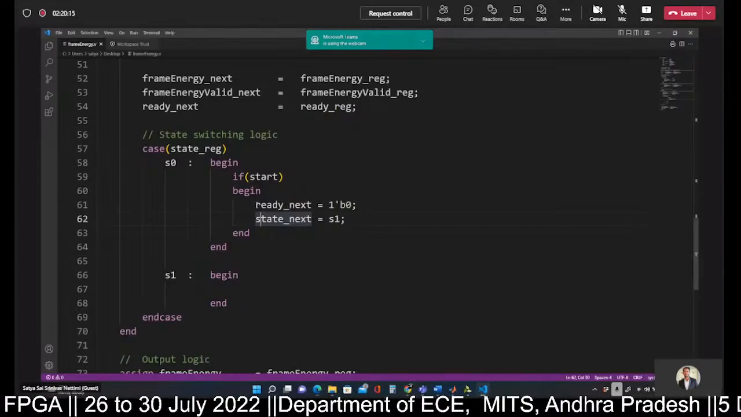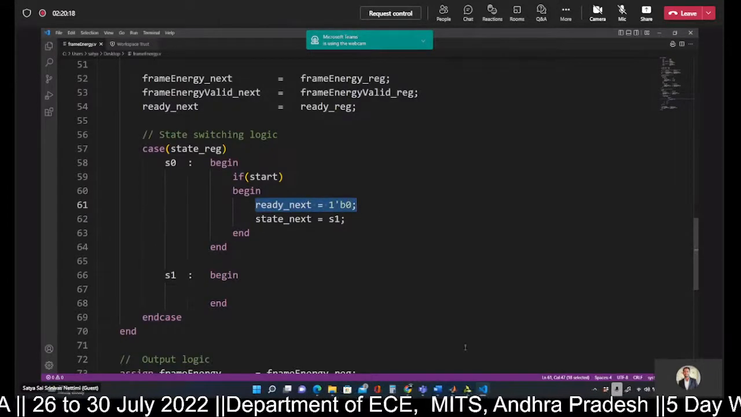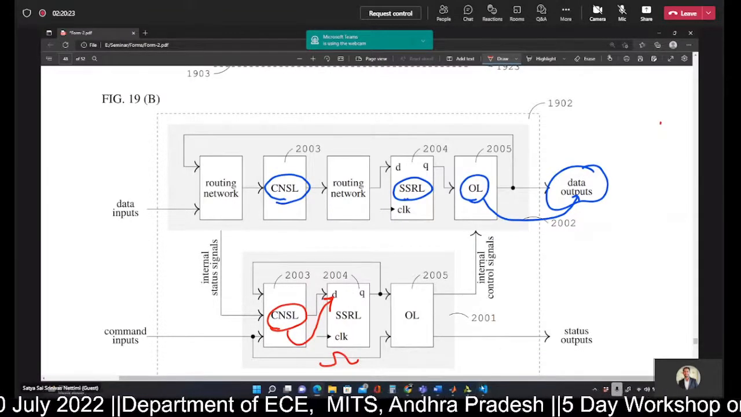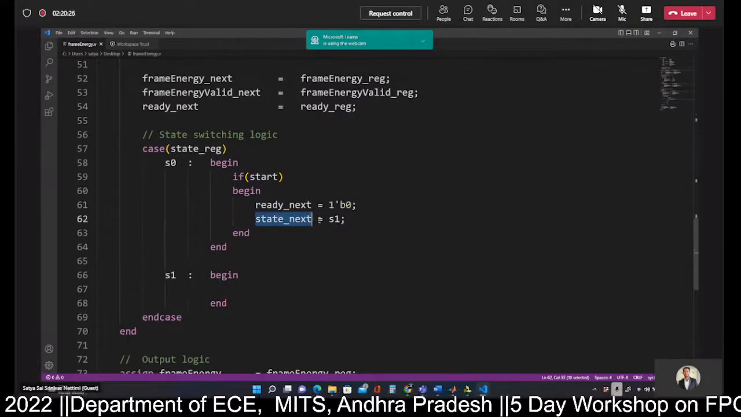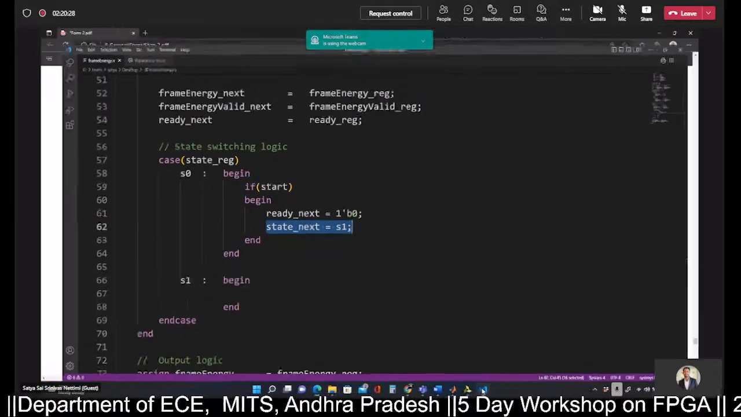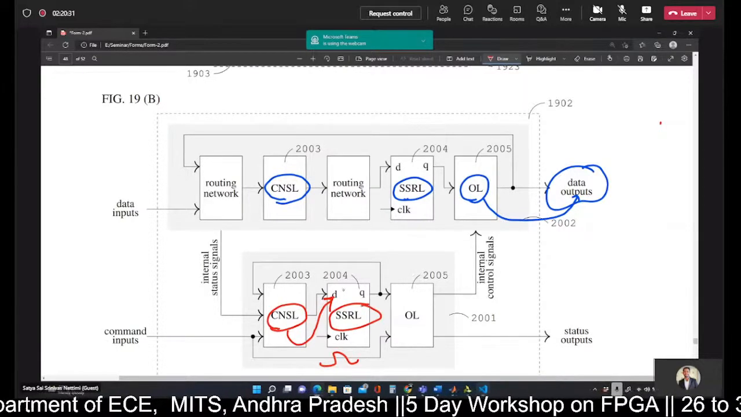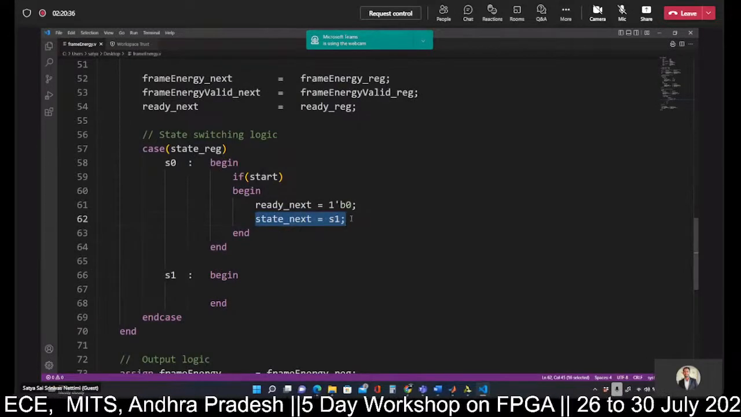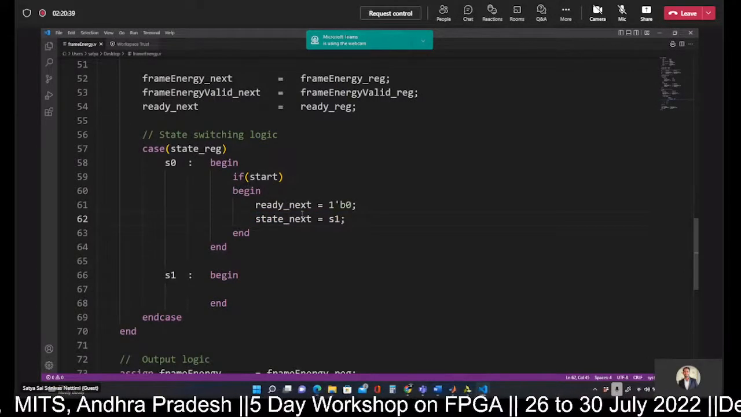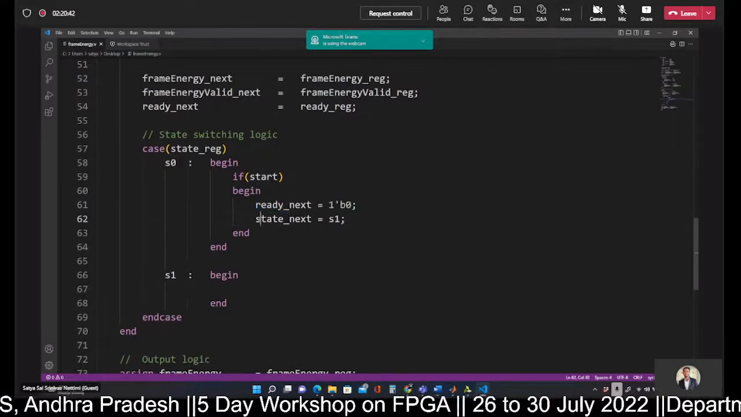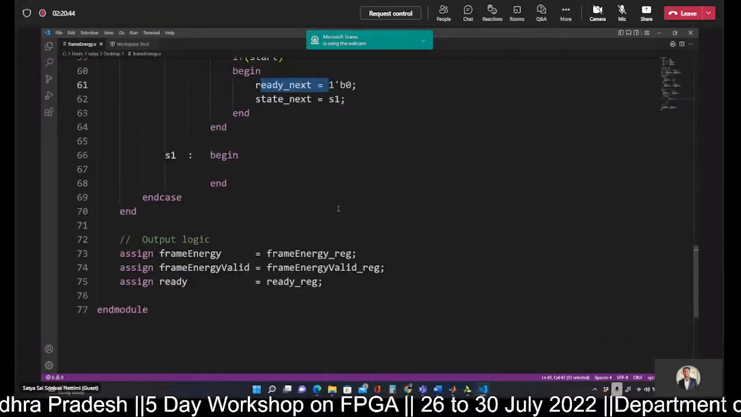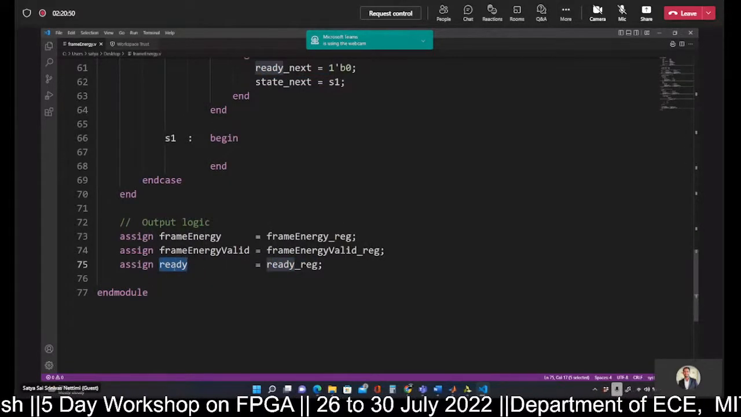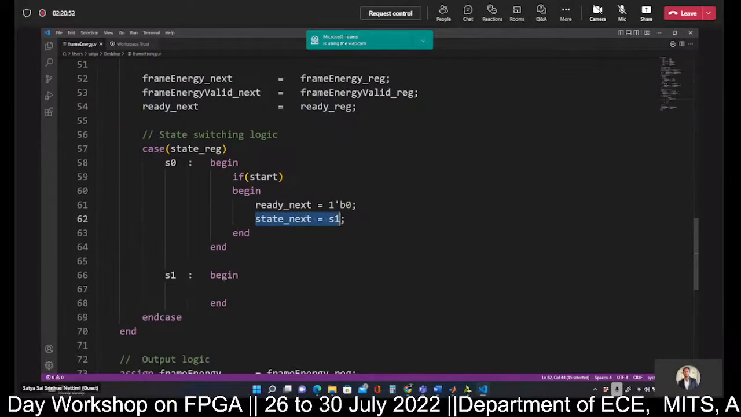So here you can see ready next is updated to 0. On arrival of the clock edge, ready reg will become 0. That means it has entered into the computation phase. And the state next is S1, right? On arrival of the clock edge, state reg will become 1. That means S1. So a transition has happened and ready reg is updated. When ready reg is updated, immediately the ready output is driven via the register. So this is the case.